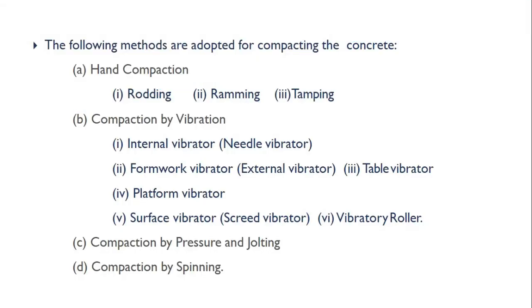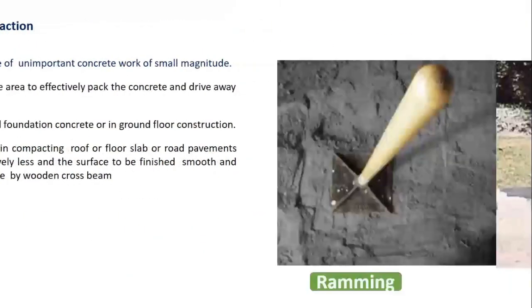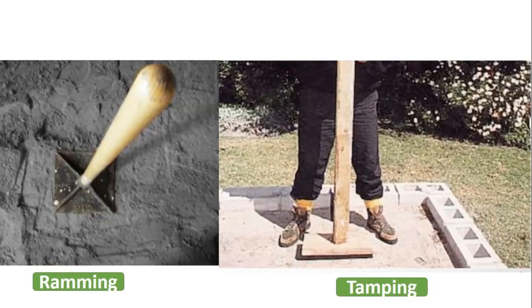We are going to see here the various methods of compaction of concrete. There are four methods in which you can compact the concrete. Hand compaction is the one that you may have come across. I'm going to show you some images so that you can clearly understand each method in detail. So this is hand compaction. You need to make use of your hand in order to compact the concrete. The first one is ramming and the second one is tamping.